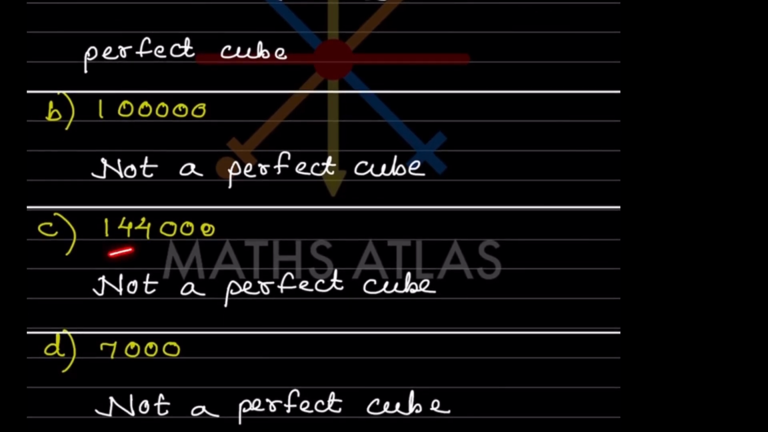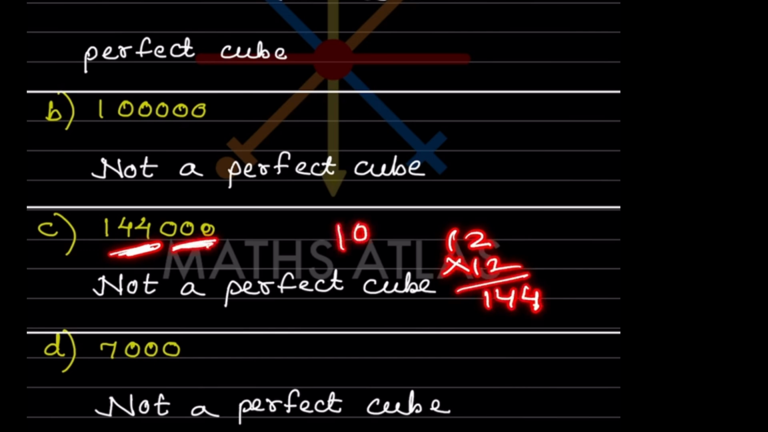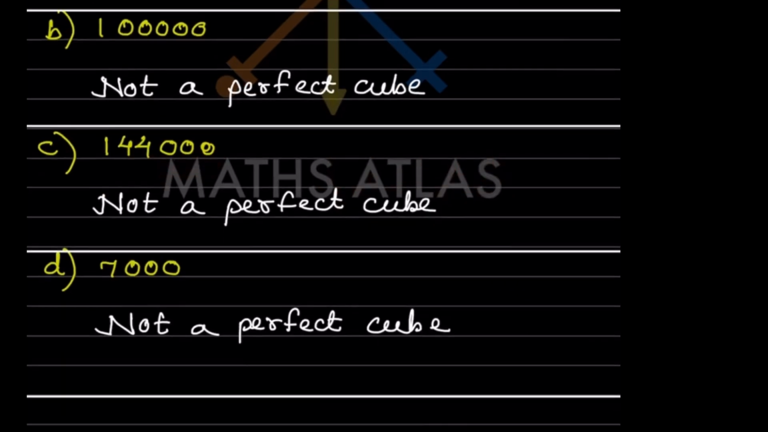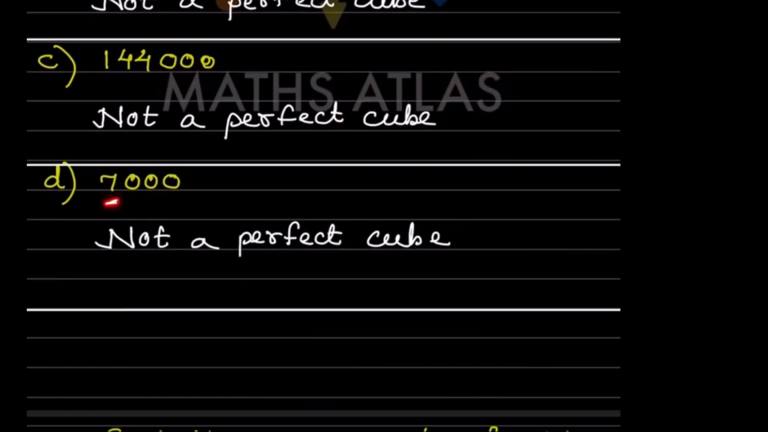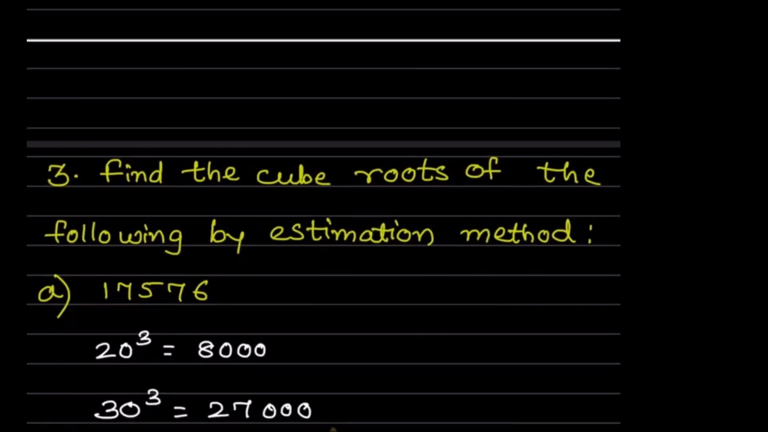Now again here we can see 144. This is not a cube, but it is a square because it is 12 into 12. That is 144, but that is a square and not a cube. And then the 0, 0, 0 will be 10 cube. But now this is going to be 12 square into 10 cube. So this is not a perfect cube. Again here, this 7 and then 3 zeros means 7 into 10 cube. So this is not a perfect cube.